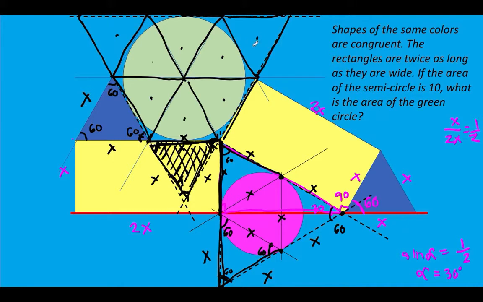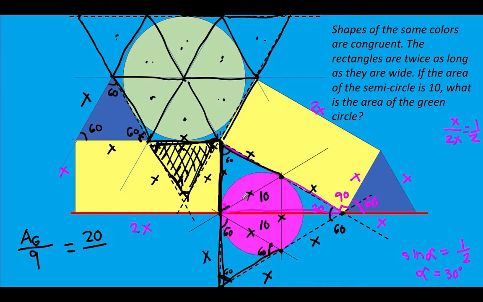And how many triangles are there at the top? There are 1, 2, 3, 4, 5, 6, 7, 8, 9. So there are 9 of those triangles, and the area of the green circle, let's denote it by A sub g. That ratio must be also equal to the area of the pink circle, which we know is 10 for the semicircle and 10 for the other semicircle at the bottom. So we have an area of 20 square units over the number of triangles formed here.